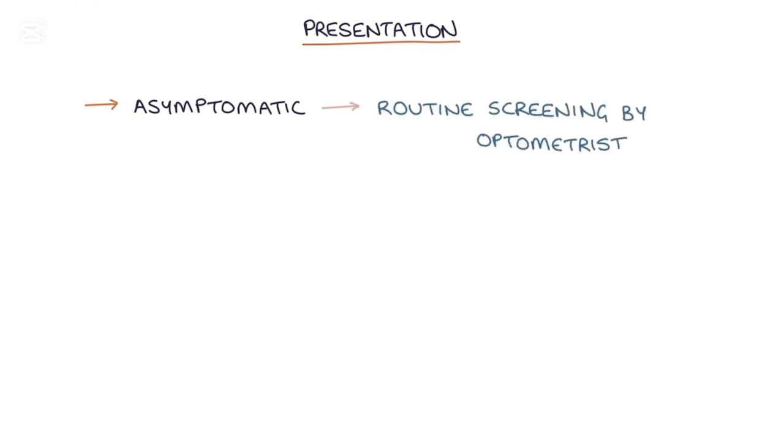Often the rise in intraocular pressure is asymptomatic for a long period of time. It's usually diagnosed by routine screening when they attend an optometry appointment for an eye check. So whenever you get your eyes checked at the optometrist, they check the intraocular pressure to see whether there's any possibility you've developed glaucoma.